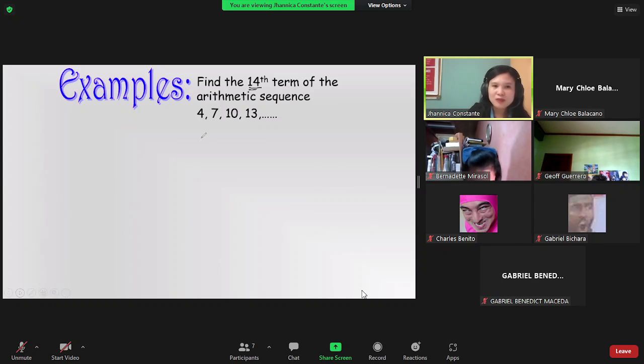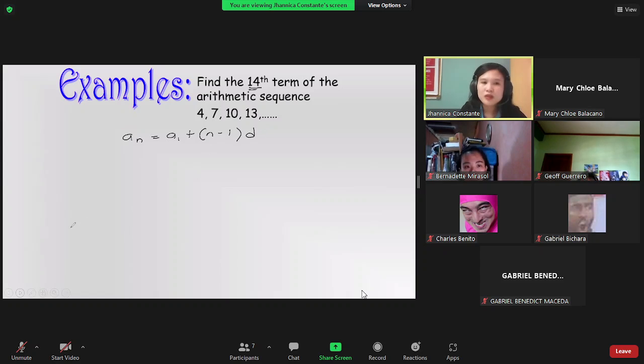Kung ayaw gamitin si formula, you can do so. Just continue this sequence until you reach the 14th position. But to make it easier, you can use the formula for arithmetic sequence, which is an equals the first term plus n minus 1 times the common difference. In the formula, the values we need to solve for the specific term are the value of the first term, the value of n, and our common difference.